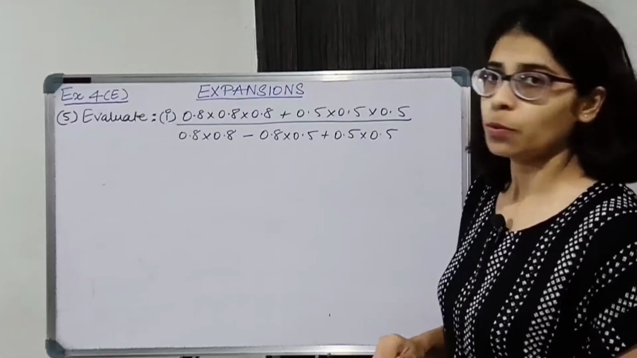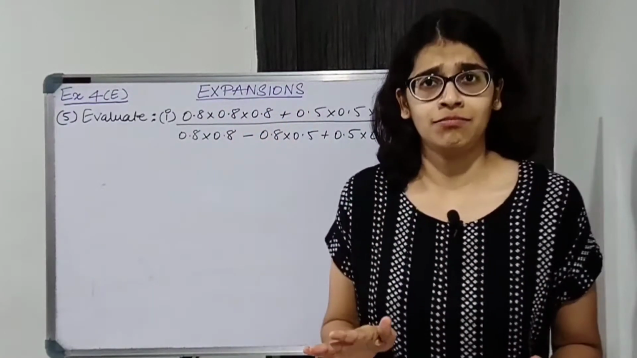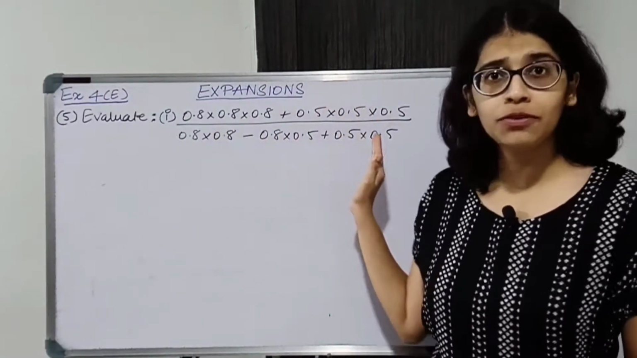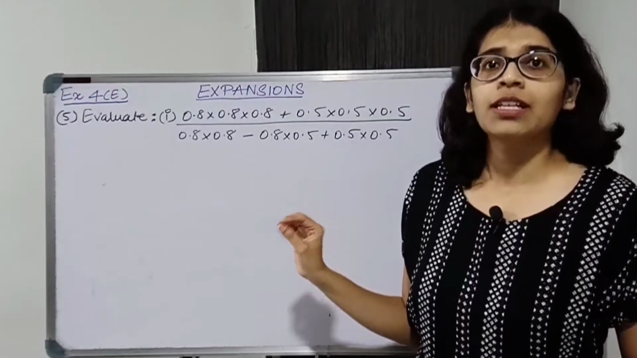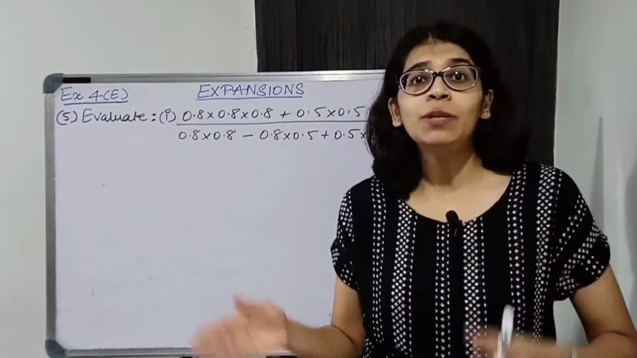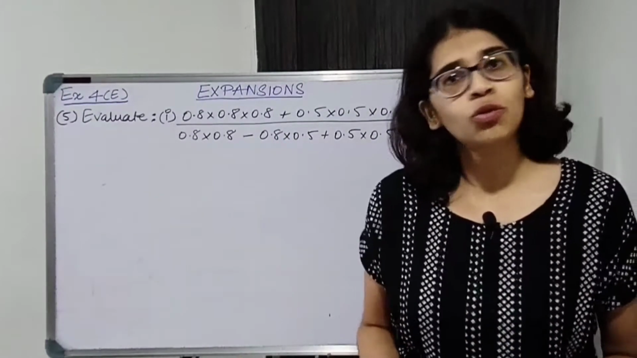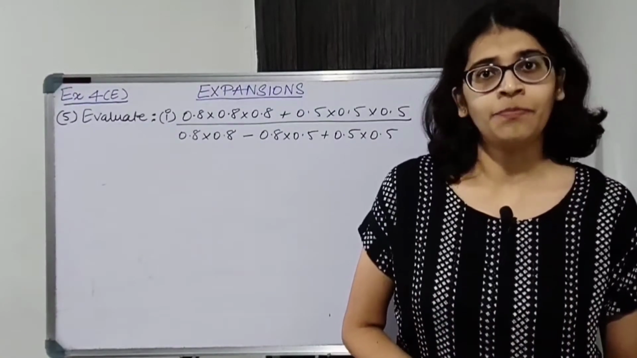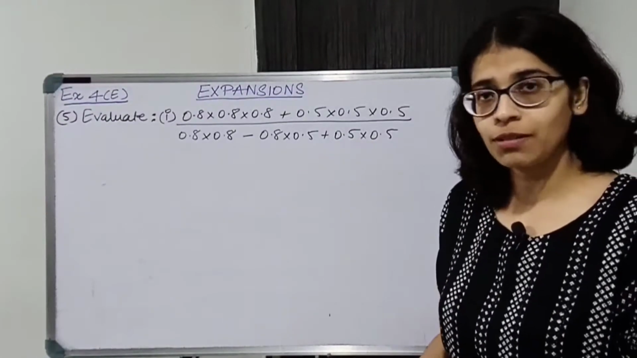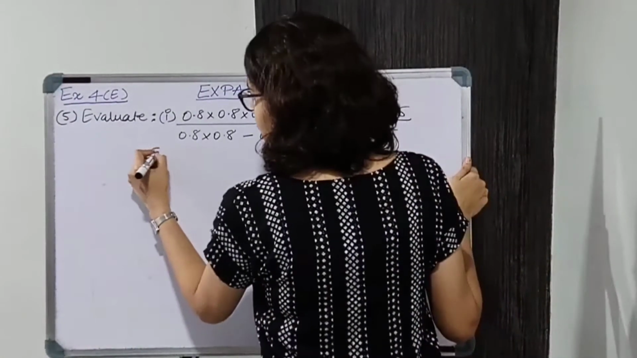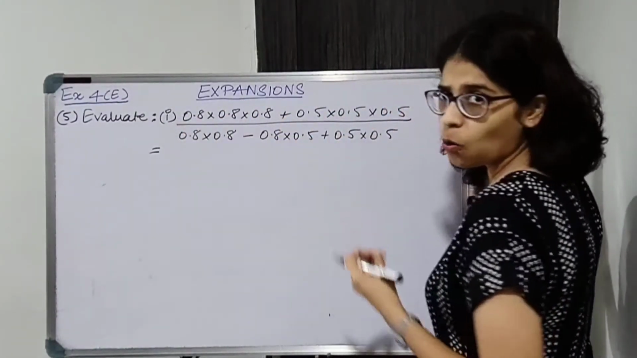Okay, now we have 0.8 into 0.8 into 0.8. Please don't multiply. Please don't solve this. Okay, we will use the identity. Okay, expansions mein we have done identities and we'll be using them over here. Okay, students, if you are directly solving it, then there is no meaning of studying the identities. Okay, so we will apply the identities and the properties over here. So I'm not writing down the question again. Okay, so you'll write down the question now.